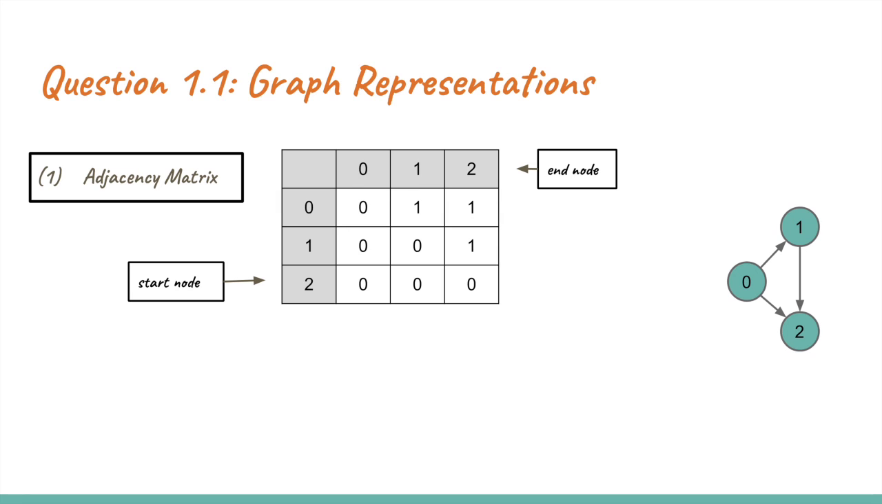An adjacency matrix is a 2D array with each index representing a single node. The row index represents the start node, while the column index represents the end node. If there is an edge between them, the entry for those indices in the matrix is marked as 1, otherwise 0. So for our very simple graph on the right, we have an edge from 0 to 1, 1 to 2, and 0 to 2. So for those indices, the matrix's entries are 1.